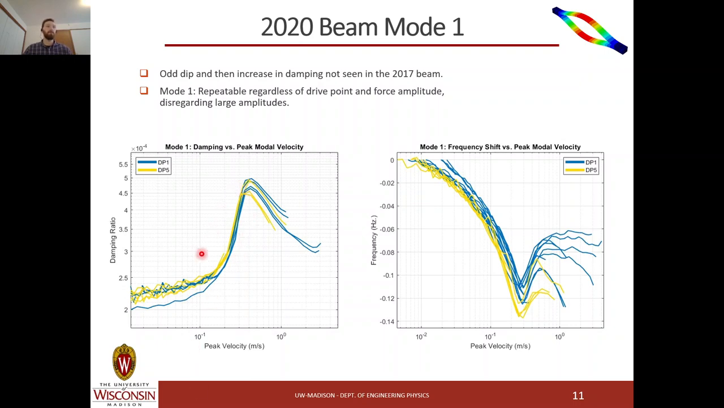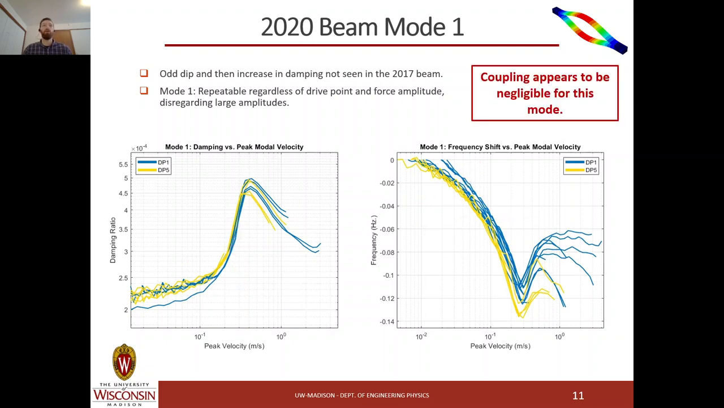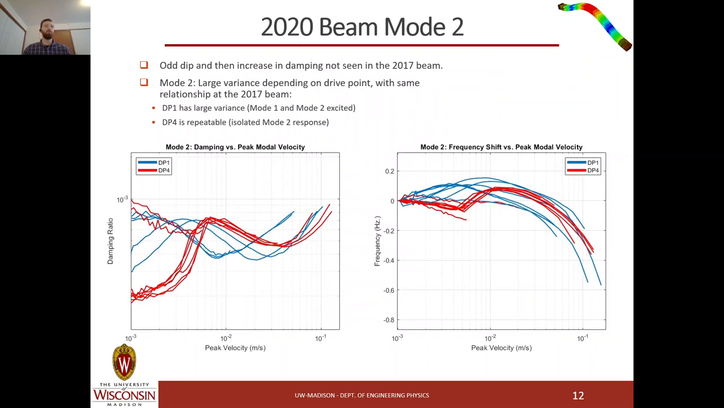So in this kind of frequency range in here, we can see that for these two different drive points, we still get a pretty repeatable damping curve and a pretty repeatable frequency curve. So again, we can make the conclusion that coupling appears to be negligible for mode 1 in the structure. For mode 2, same story with kind of getting the weird wavy damping and frequency curves. But we can, again, make the same conclusions for coupling with regards to mode 2 as we did with the 2017 structure.